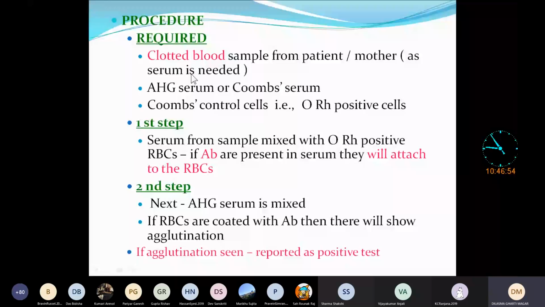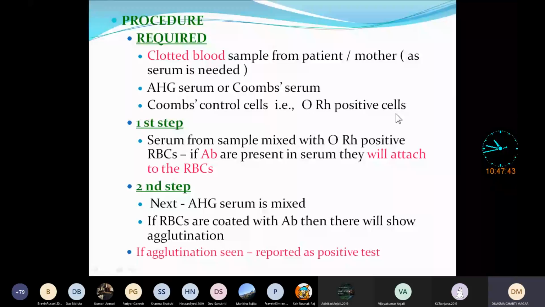So now we will use the RBCs. Which RBCs will we use? The cells are of the O blood group, and Rh positive it has to be. On the surface of the O blood group, is there any antigen? No, there are no antigens, isn't it? That's why we use the O blood group. O doesn't have antigen A or antigen B. So as a control we will take the O blood group, that is the O positive red blood cells.